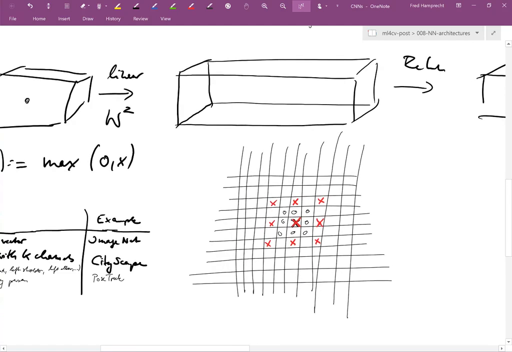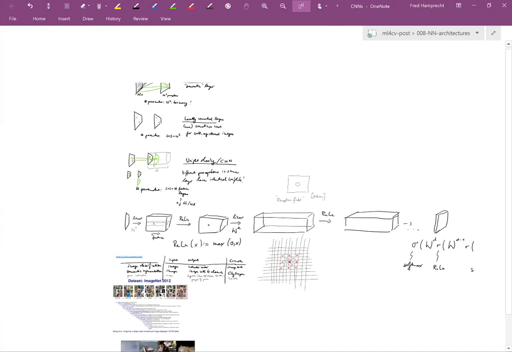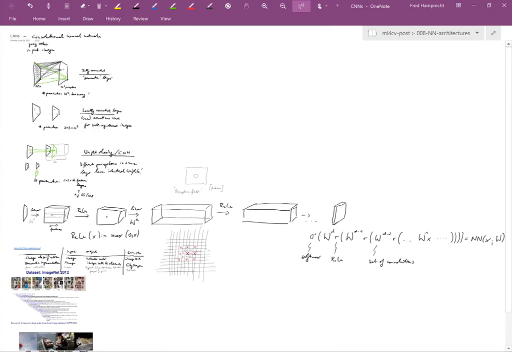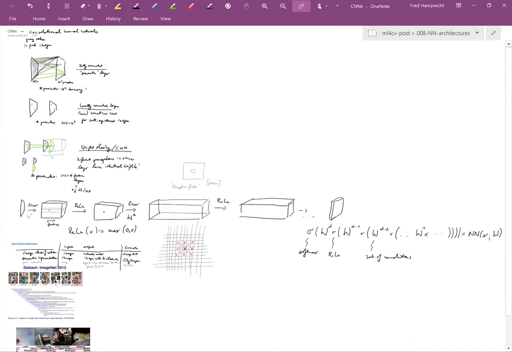Okay, more questions? Yeah. Why do you have a black layer and a green layer? And why did you say that all the weights are the same?